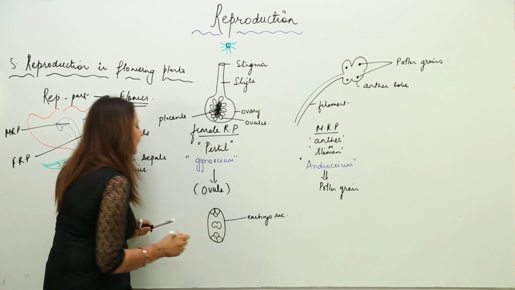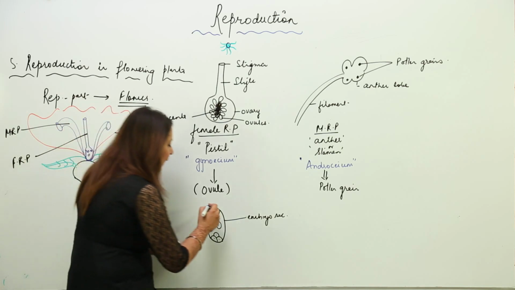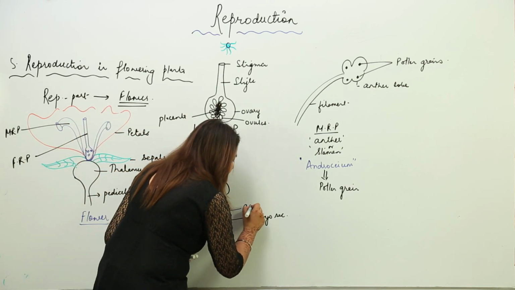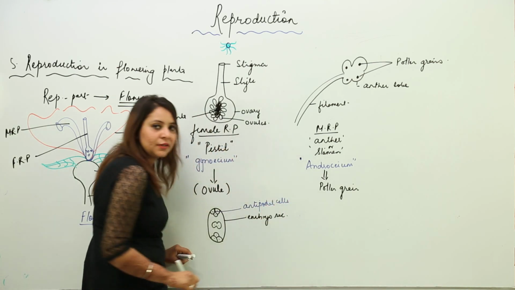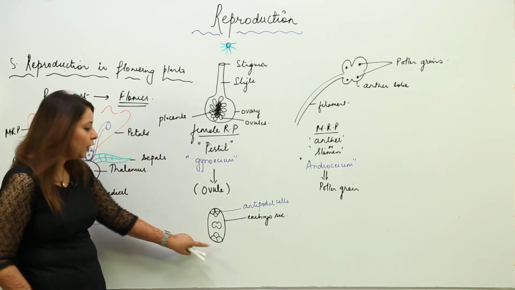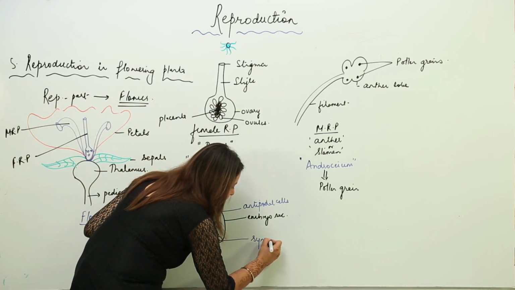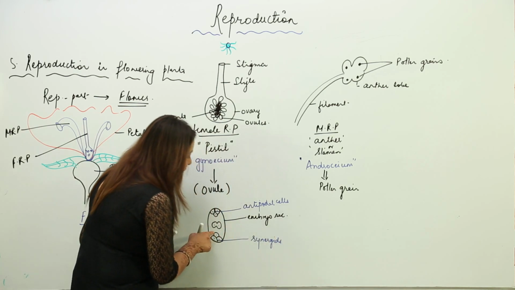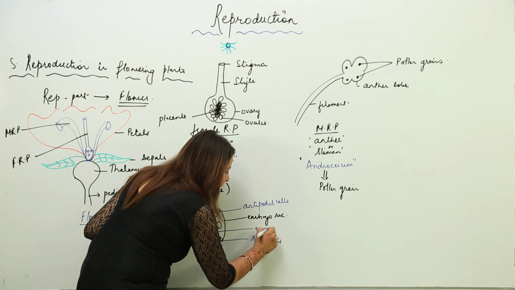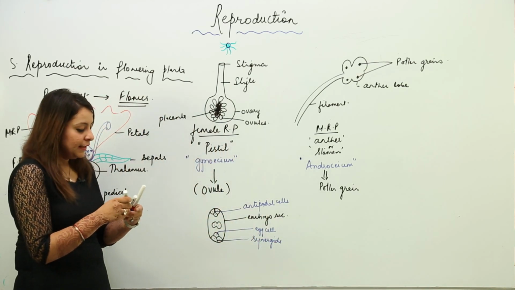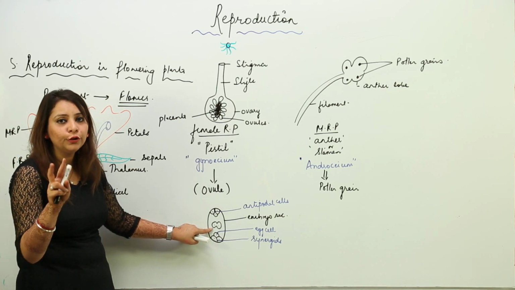The cells which are present at this end, these 3 cells, are called antipodal cells. The cells which are present in this lower portion, these 2 cells, are referred to as synergids. And the one at the top is a special cell called the egg cell. This is the egg cell. Now, what is the name for the cell we found in the middle, that is formed by the fusion of 2 cells?